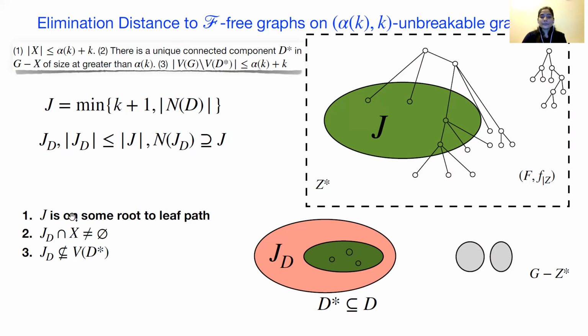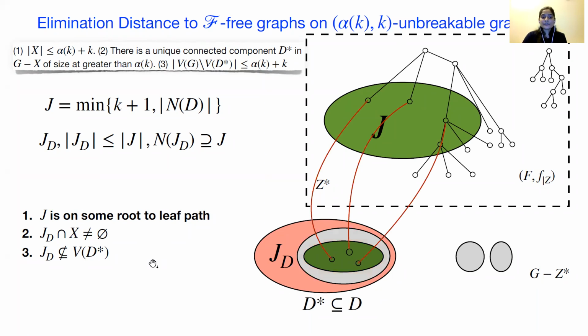Now I want to prove these three properties. I want to say that one of these three properties holds on J and JD, which is either J is on some root to leaf path, or JD intersection the modulator is not an empty set. That is, at least one vertex from this set JD must go into solution, or this set JD is not part of my unique large connected component D star. So one of the properties holds for this set J and JD.